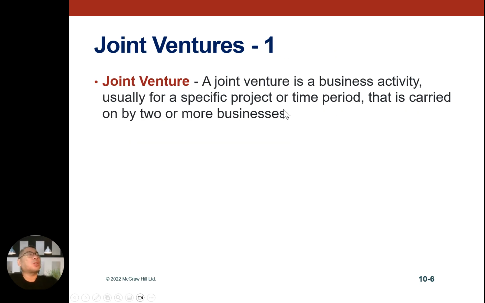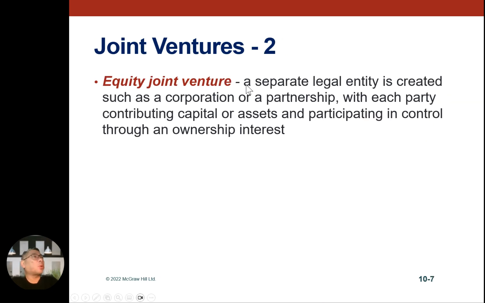Joint venture. A joint venture is a business activity, usually for a specific project or a time period, carried on by two or more businesses. And then it has equity. A joint venture can be a separate legal entity, created as a corporation or partnership, with each party contributing capital or assets, or participating in control through ownership interest.